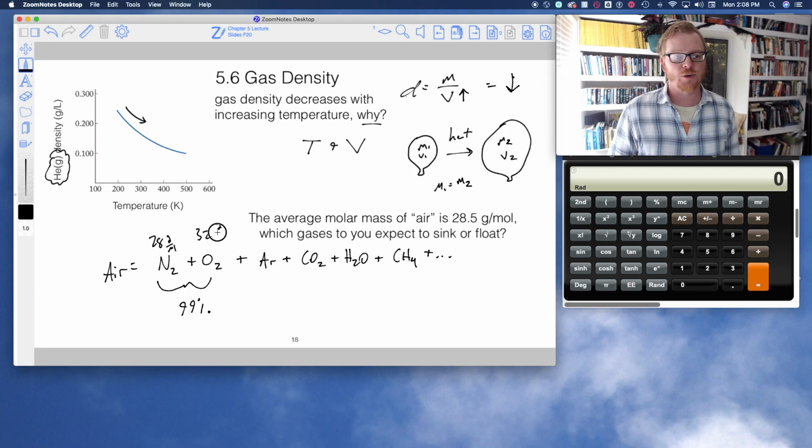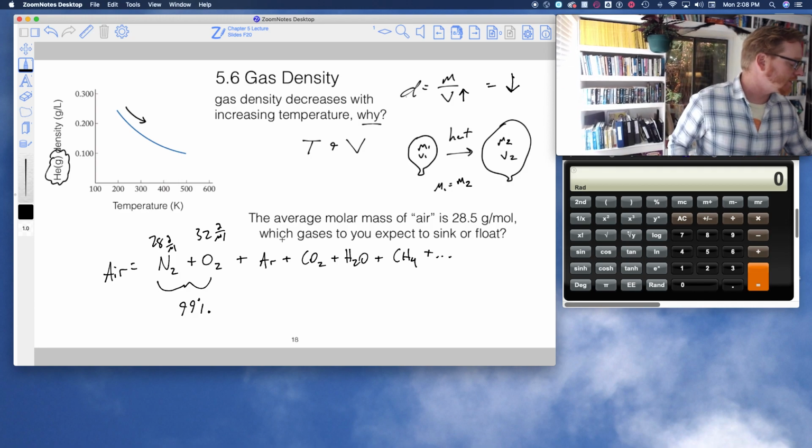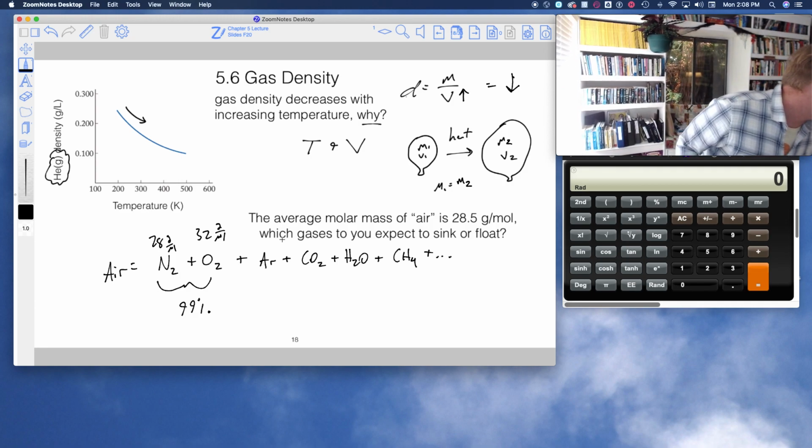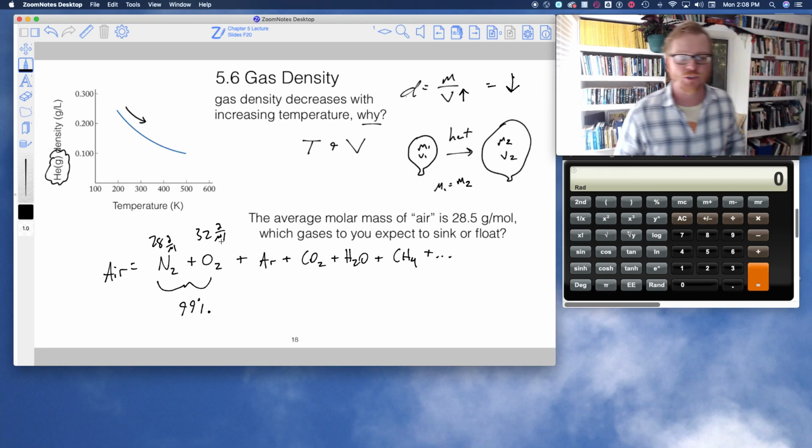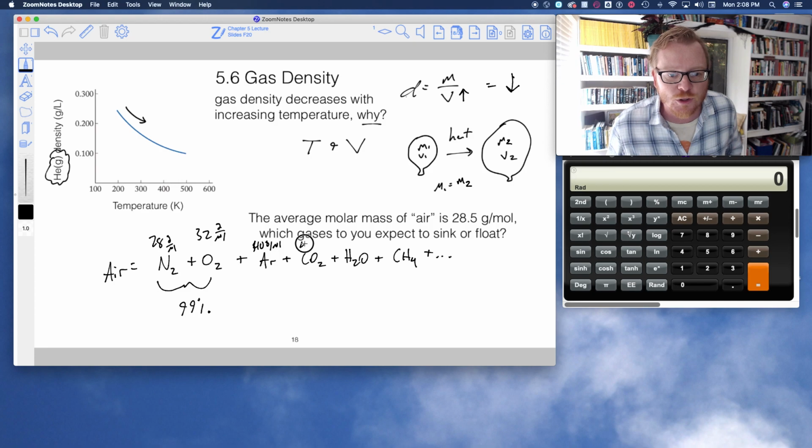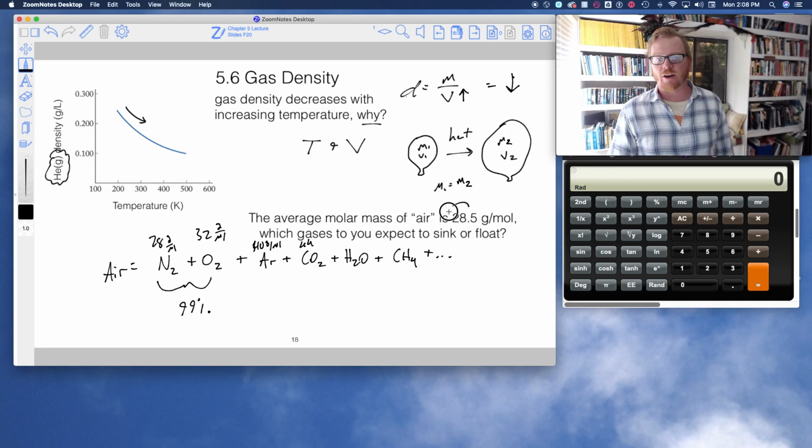Oxygen is 32 grams per mole. Argon, let's see, I don't have that one memorized. Argon is close to 40 grams per mole. CO2 is 44, etc. So it makes sense that the molar mass of air is just a little bit more than nitrogen, right? Okay, so here's a picture.